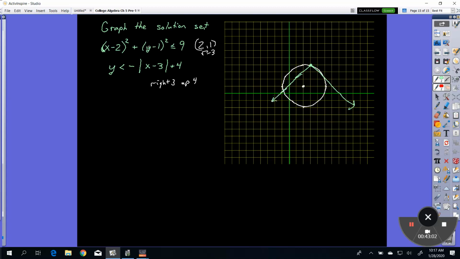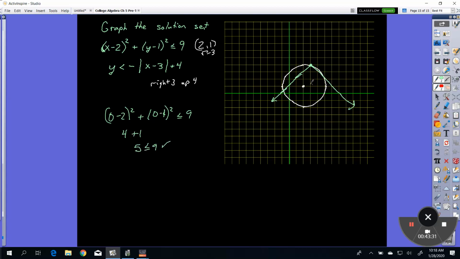So now the circle, I need to find out if I shade inside or outside of the circle. So I pick a point, 0, 0 is inside of my circle. If this point makes a true statement, I would shade inside. If it does not, I'd shade outside. So 2 squared, negative times negative makes a positive 4. Negative 1 times negative 1 makes a positive 1. So 5 is less than 9. That is true. So I would shade inside my circle.